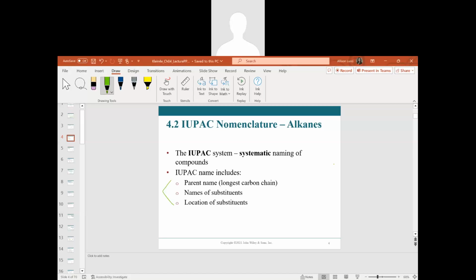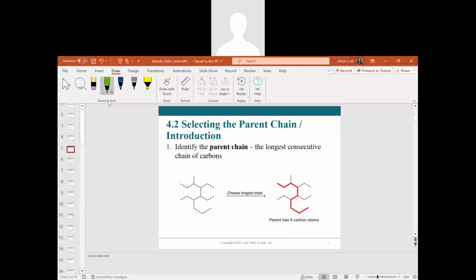We'll do that first. Then we'll look for substituents and name them. And we also have to give each substituent a location. If you recall, this term substituent is just a general term for anything that has been substituted in the place of hydrogen. That could be a methyl substituent, an ethyl substituent, a cyclopentane substituent. Any of these can be considered a substituent. So let's take a look here. Step 1, we're told we have to identify the longest carbon chain.